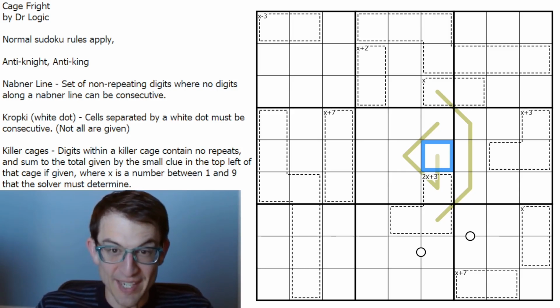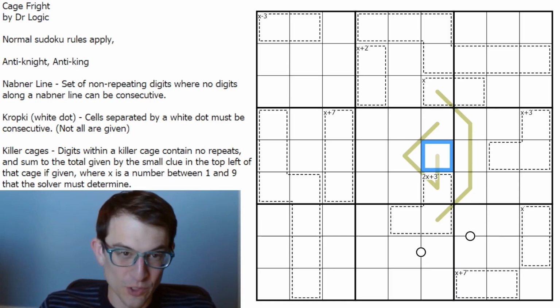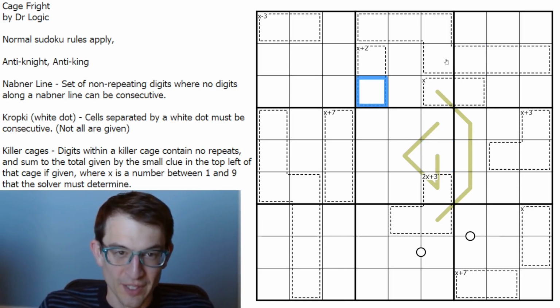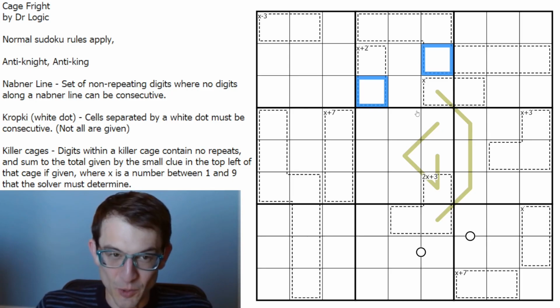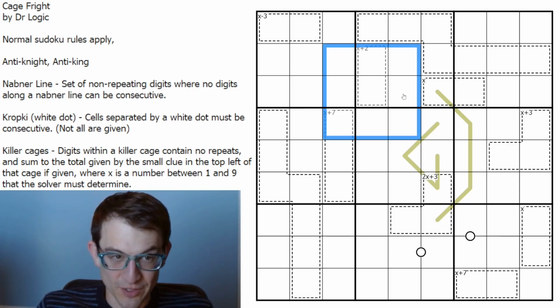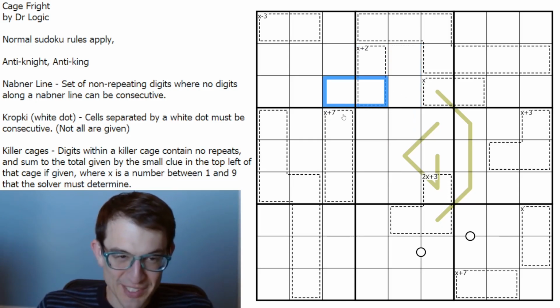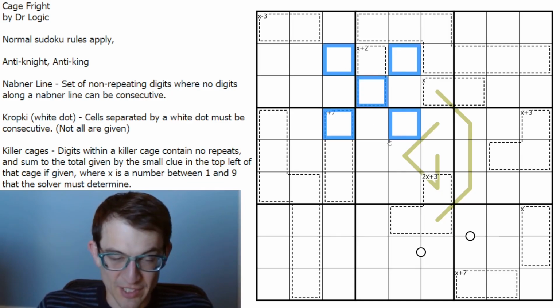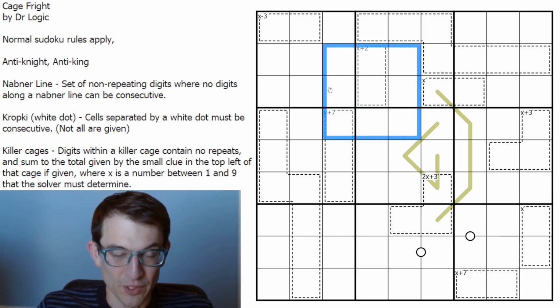This has both anti-knight and anti-king rules. So two cells that are a knight's move apart, which means two cells away in one direction and one cell in a different direction, can't be the same digit. And also, two adjacent digits orthogonally can never be the same as in a normal Sudoku grid, but diagonally adjacent digits also cannot be, by this anti-king rule.